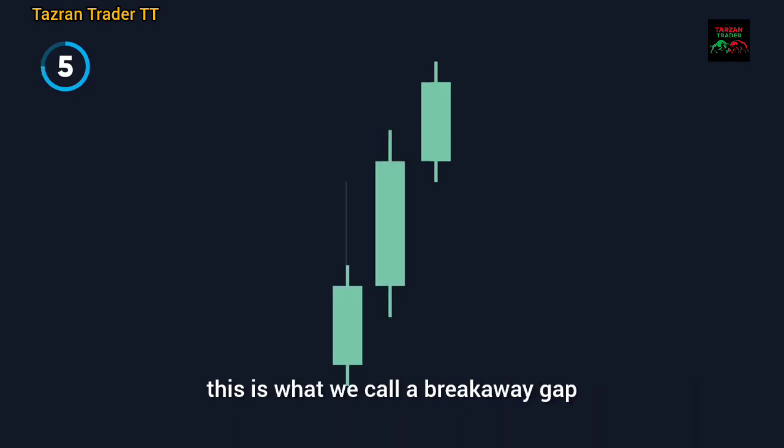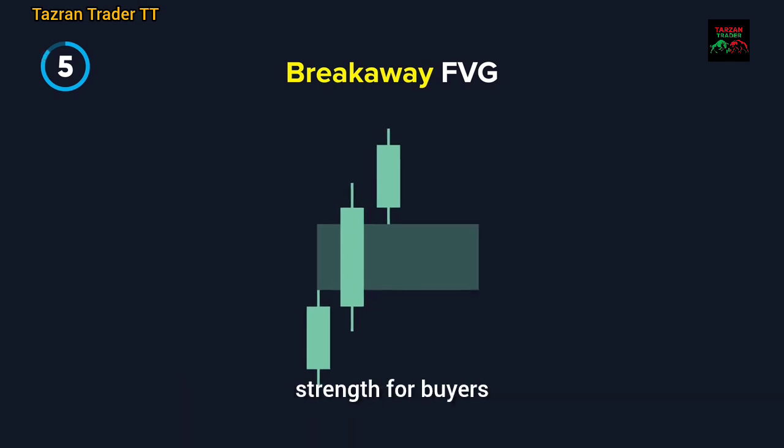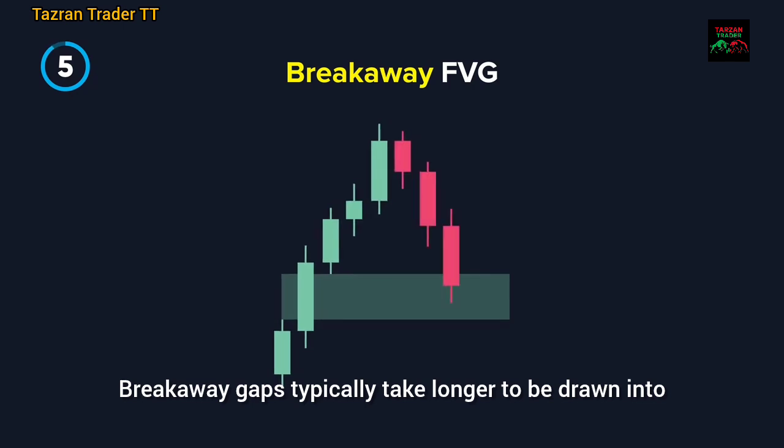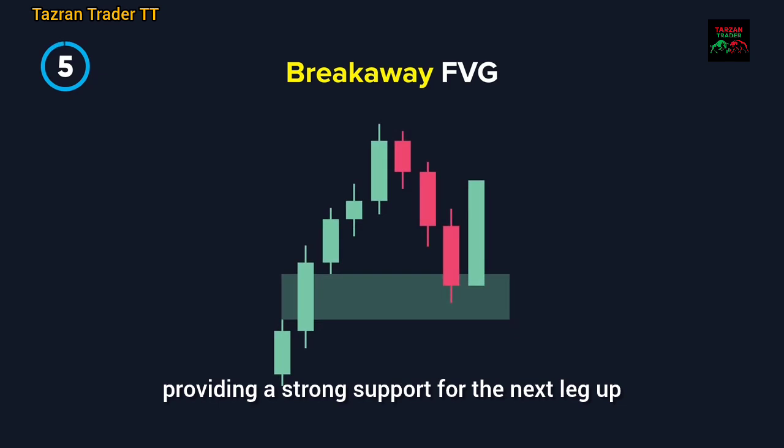But on the other hand, if the third candle that created the FVG was an additional bullish impulsive candle, this is what we call a breakaway gap, and these are the FVGs that we want to trade. This is because it has shown an impressive strength for buyers. Breakaway gaps typically take longer to be drawn into, but they provide a much greater chance of providing a strong support for the next leg up.